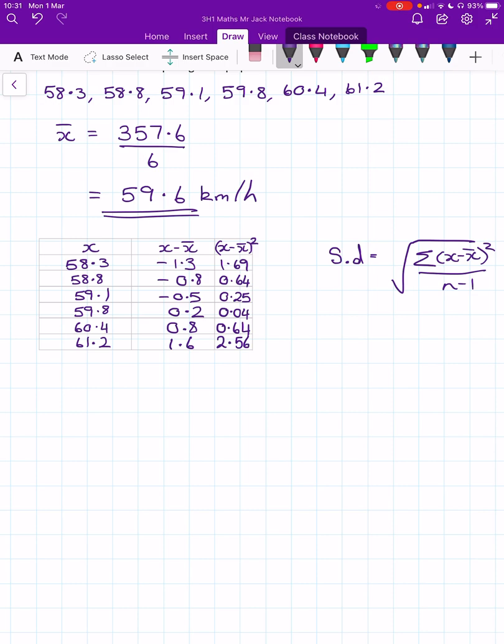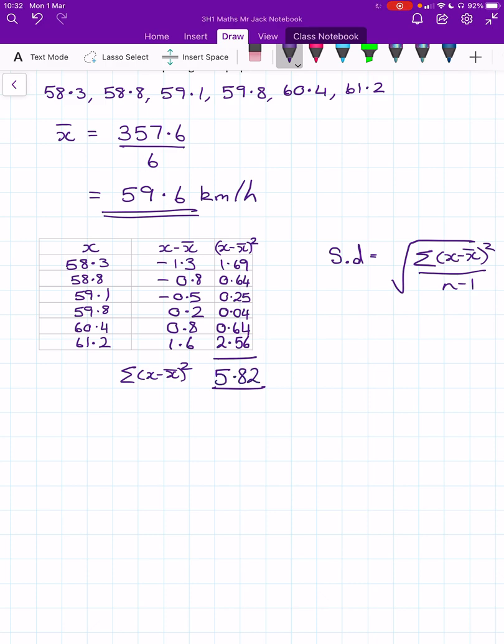Okay. Remember, the sum of x minus x bar squared is the total of that column. All right, so we're just going to total that column up. So we've got 1.69 plus 0.64 plus 0.25 plus 0.04 plus 0.64 plus 2.56. And for that we get 5.82.